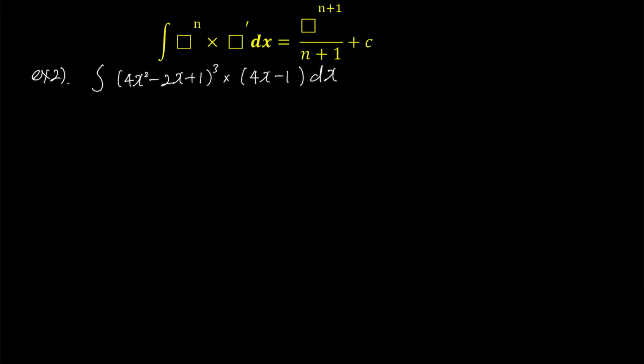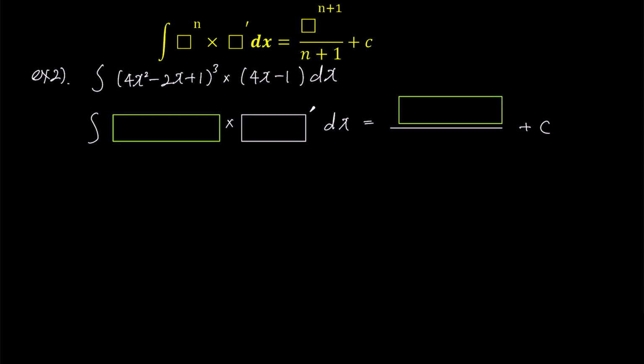Now let's take a look at a slightly different case. If you look at the terms inside the second box, which is the box prime, they are not the differentiated form of the terms inside the first box. What should we do in this case? Let's take a look together.